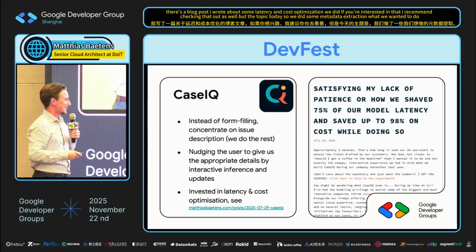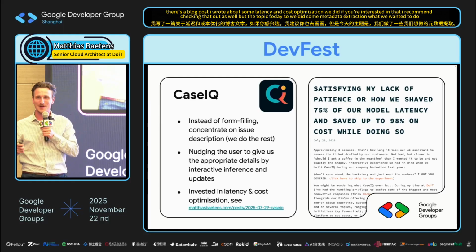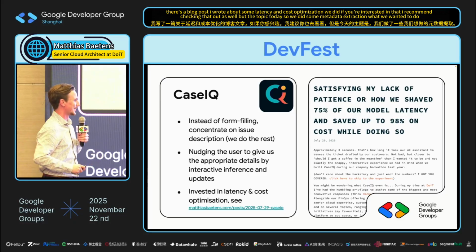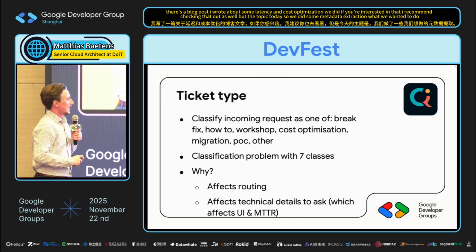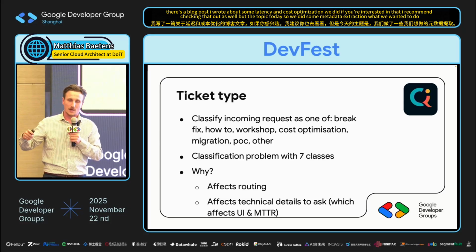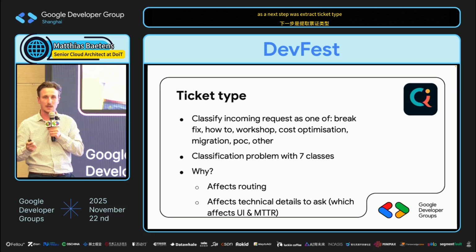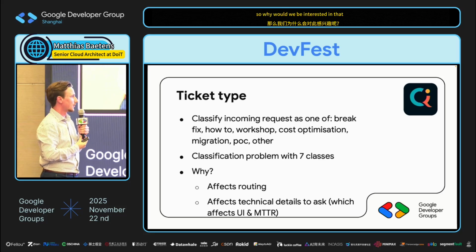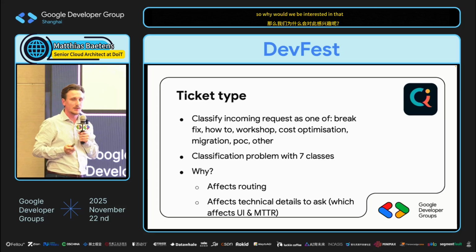There's a blog post I wrote about some latency and cost optimization we did. If you're interested in that, I recommend checking that out as well. But the topic today, so we did some metadata extraction. What we wanted to do as a next step was extract the ticket type. So why would we be interested in that?